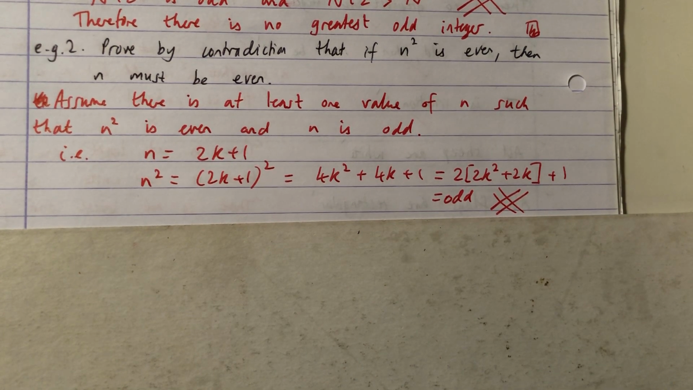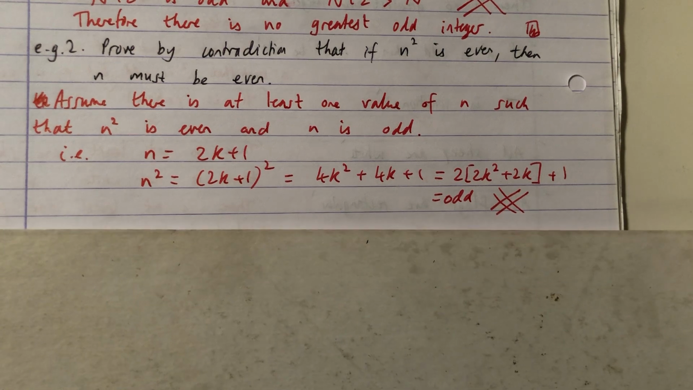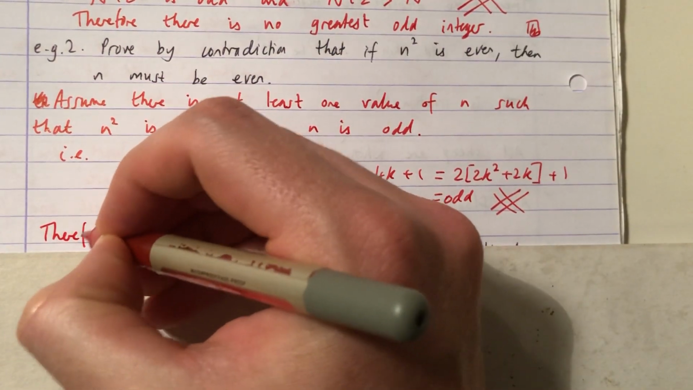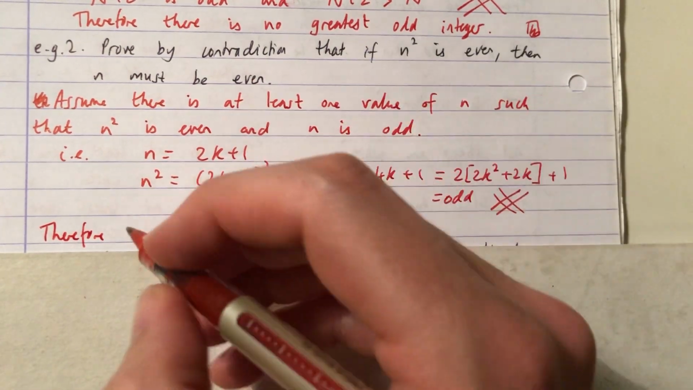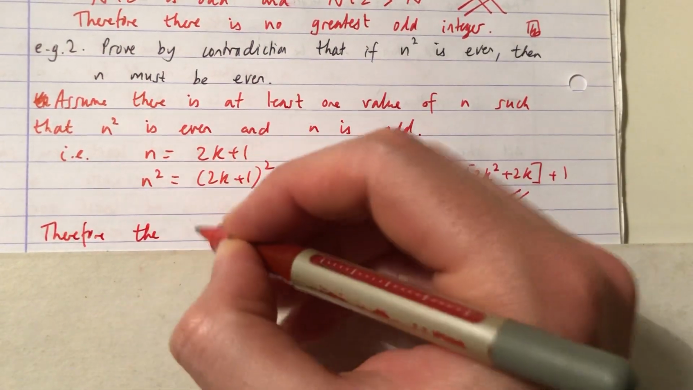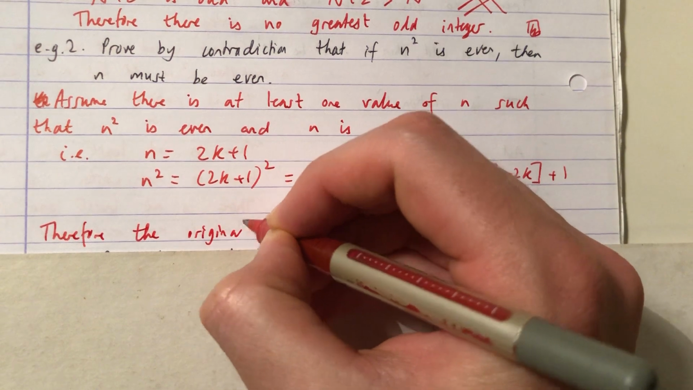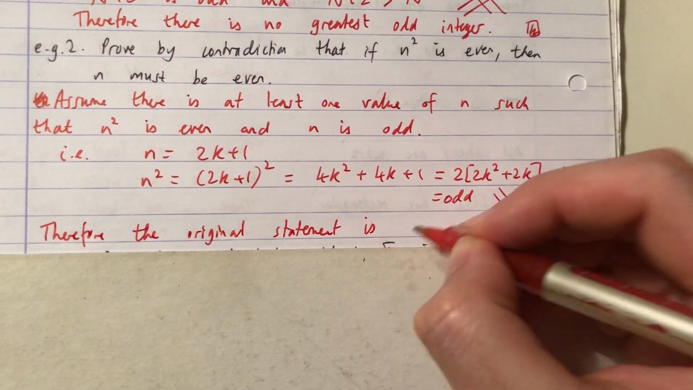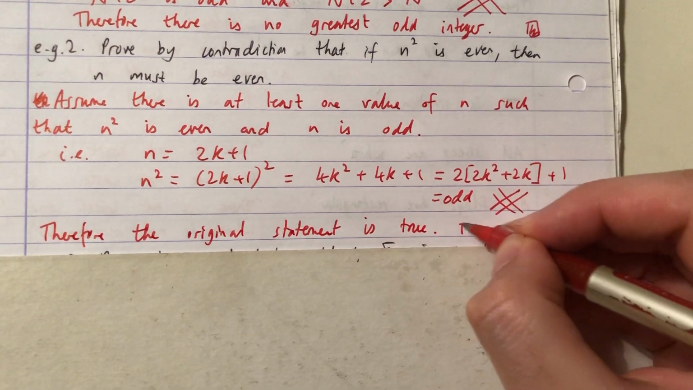You started off assuming some false statement was true, you followed logical mathematical steps, and by no surprise you ended up with something which is false, and that is what you wanted to achieve. And by doing that, you can say therefore, I'm not going to write the entire statement out again, I'm going to cheat and just write the original statement is true. End of proof.